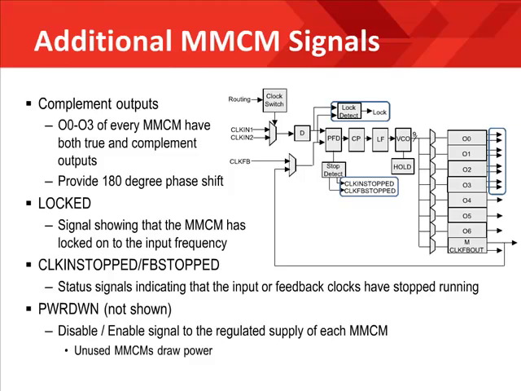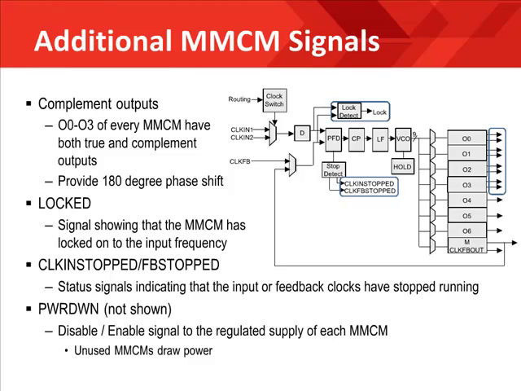Other additional MMCM outputs include complement outputs for ports 0 through 3 of every MMCM, which have both the true and the complement outputs available to you. And this will support providing a 180-degree phase shift output. There's also a locked port. This signal shows that the MMCM has locked onto the input frequency. There is also the clock in stopped and the feedback stopped. These are status signals indicating that the input or feedback clocks have stopped running. And there's also a power down port, which is not shown in this diagram. This is used as a disable or enable signal to the regulated supply of each MMCM. Note the unused MMCMs will draw power.